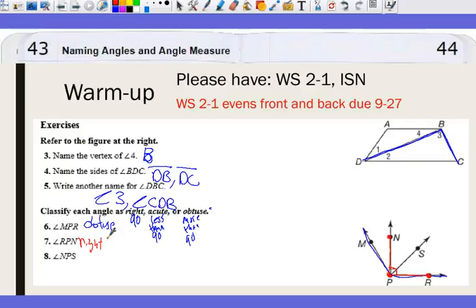NPS. Let me do this one in purple. N to P to S. Is that less than, greater than, or equal to 90 degrees? Less than, so that means acute. Obtuse.